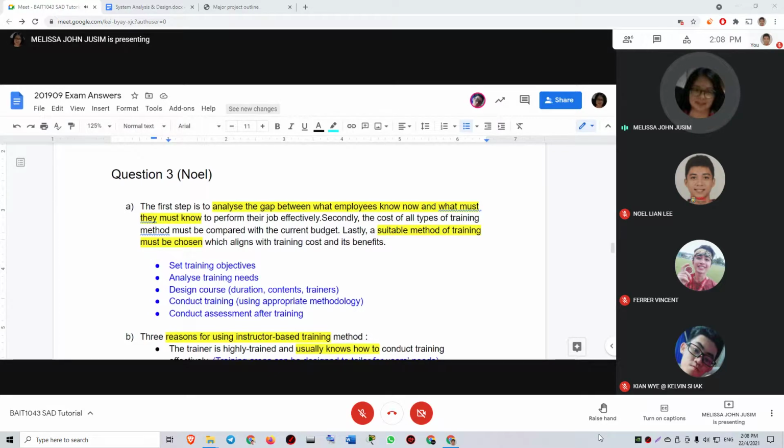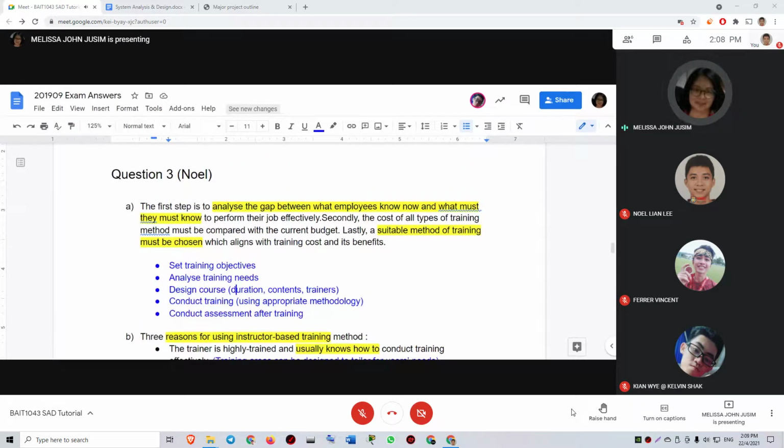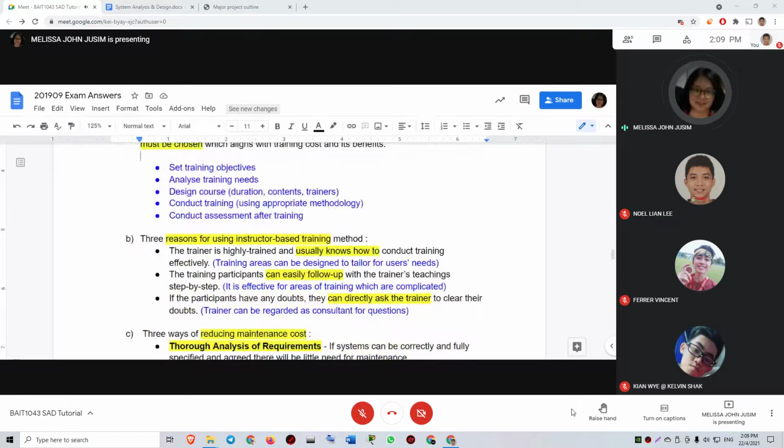And then for Noel's answer, you can refer to our notes, this one. Based on your explanation, I can see that analyze the gap should be analyze the training needs. Okay, suitable method of training must be chosen. So that one is here. So you have 2 correct answers. All these are from your notes.